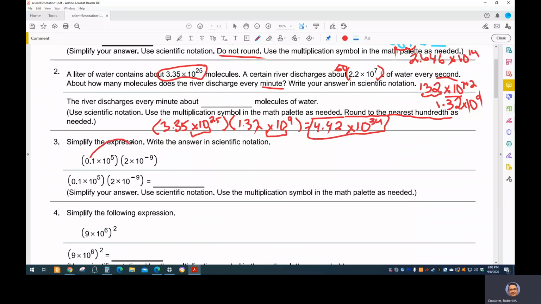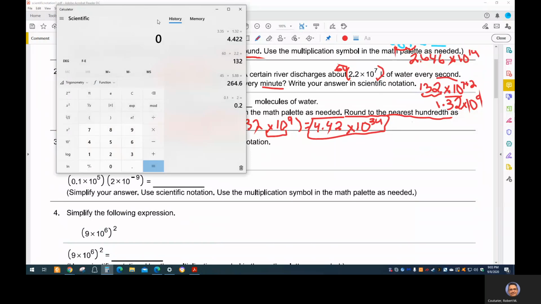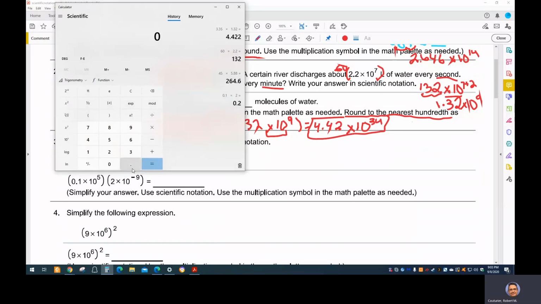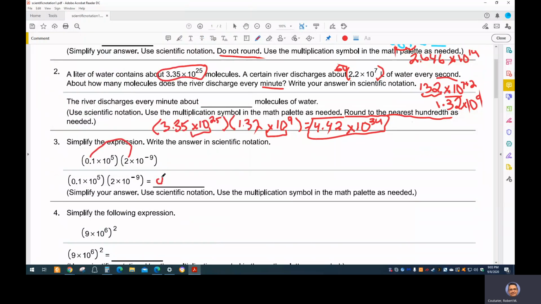So we have to multiply our coefficients. So you have 0.1 times 2 is 0.2. Our base is the times 10. And all we have to do is add our exponents, because the rule says the base stays the same, add the exponents. Well, a positive 5 minus 9 is a negative 4.